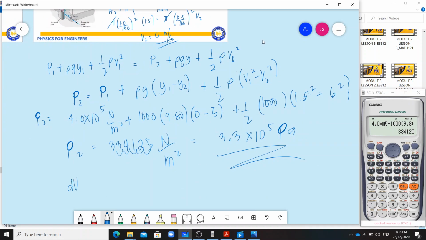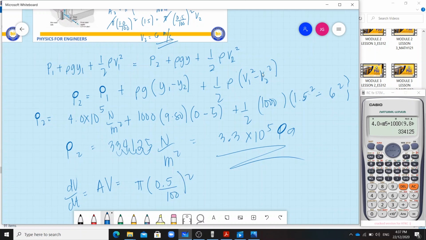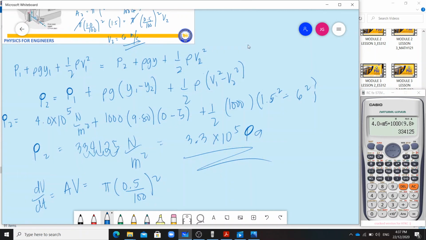Okay. So, dV over dt, that is area times velocity. Ang area natin doon ay pi times 0.5 over 100 squared, pi r squared. At ang velocity natin ay 6 meters per second. So, ang dV over dt natin doon is pi times 0.5 over 100 squared times 6. So, that is equivalent sa 4.71 times 10 raised to negative 4 meter cube per second.